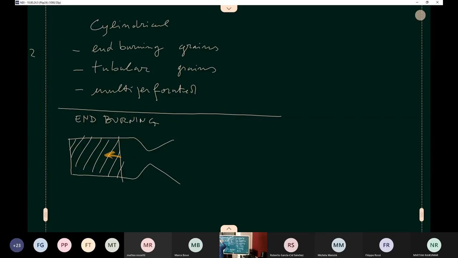We have this schematic for the end-burning grain. It's also called a cigarette grain, for obvious reasons. And this is our web thickness. And of course, we have this progressing in the left direction in this schematic. The evolution of the surface is very simple. Is it neutral, progressive, or regressive? It's too obvious: it's a neutral grain. We have the surface always the same. It's here, or here, or here. A_b doesn't change in time.